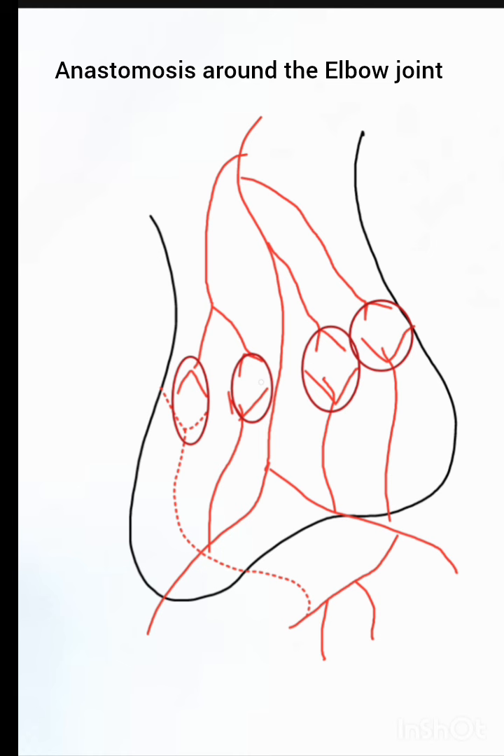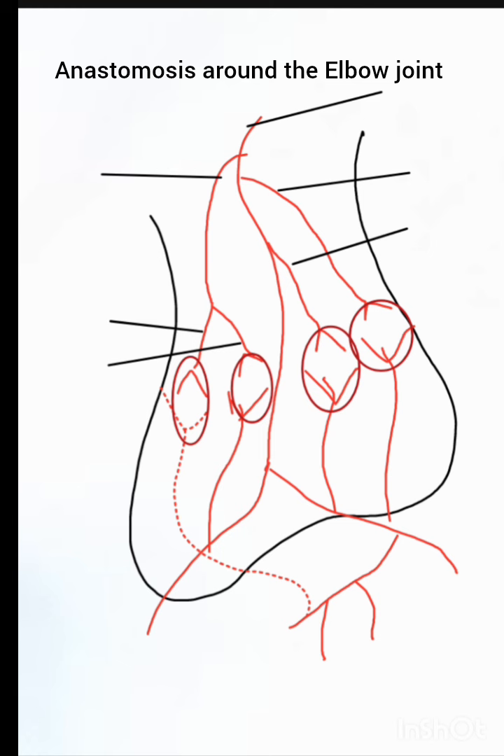Let me tell you. This is the brachial artery. Profunda brachial artery. Superior ulnar collateral artery. And this is inferior ulnar collateral artery. Here this is middle collateral artery, and this is the radial collateral artery.